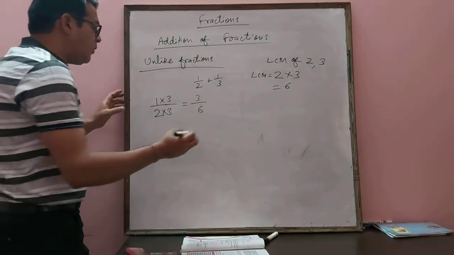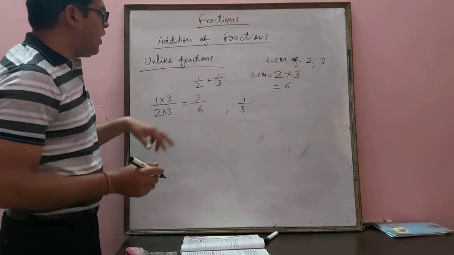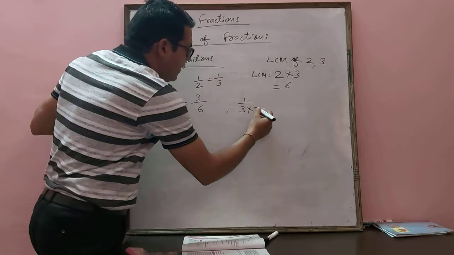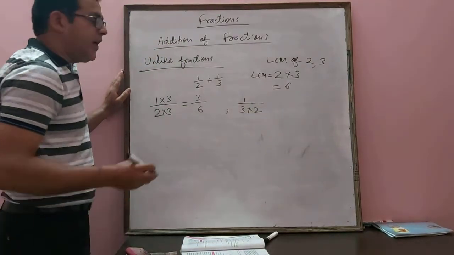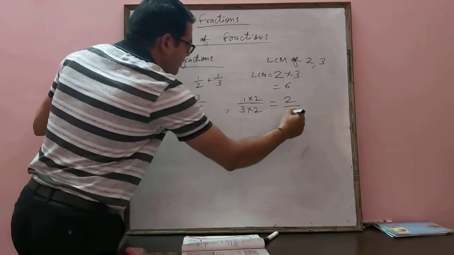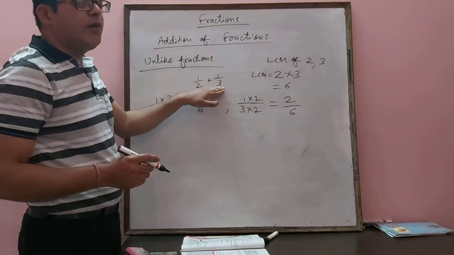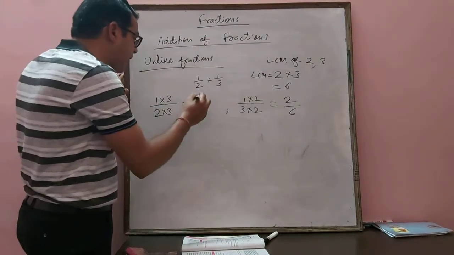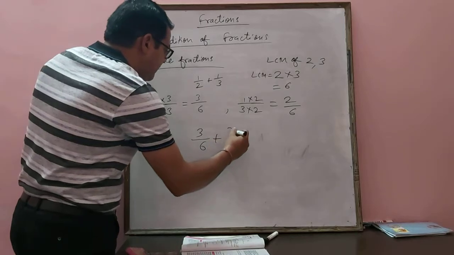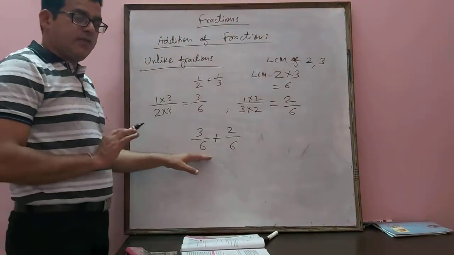Now the second is 1 by 3. Now we have to convert this 3 into 6. How? If we multiply both the sides by 2, we have 2 by 6. Now this 2 by 6 is equivalent to 1 by 3. And you can see here 3 by 6 and this 2 by 6. These two are now like fractions.